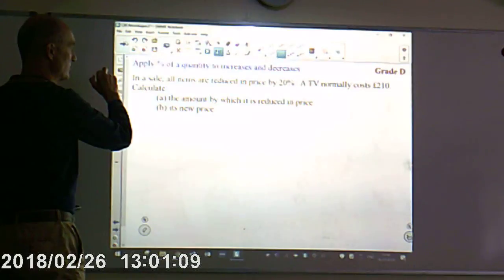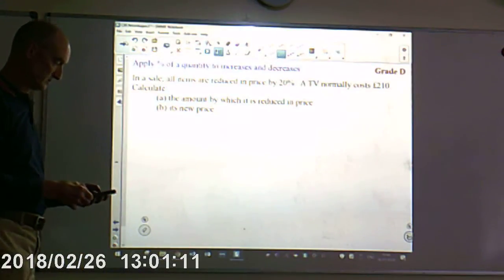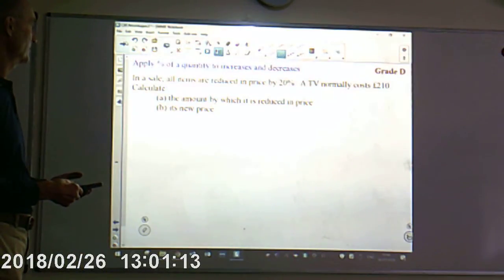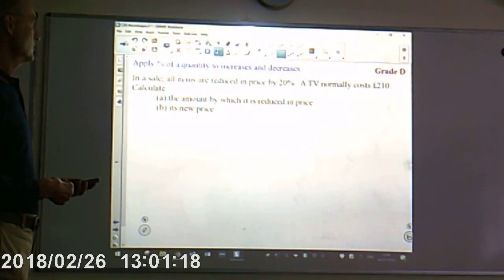Let's have a little look and see if we've got some other examples here, just to give ourselves a little bit of practice. A TV normally costs £210. It's been reduced by 20%. Calculate the amount by which it is reduced in price. Okay, we can go with that one.